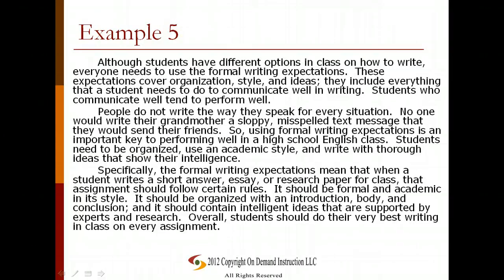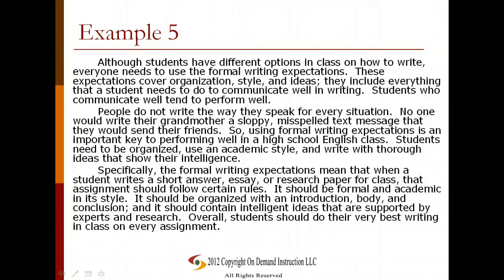Although students have different options in class on how to write, everyone needs to use the formal writing expectations. These expectations cover organization, style, and ideas. They include everything that a student needs to do to communicate well in writing. Students who communicate well tend to perform well. People do not write the way they speak for every situation. No one would write their grandmother a sloppy, misspelled text message that they would send their friends. So, using formal writing expectations is an important key to performing well in a high school English class.